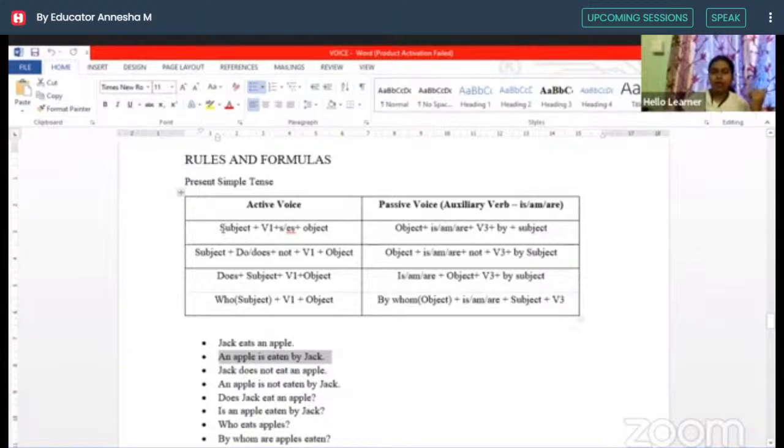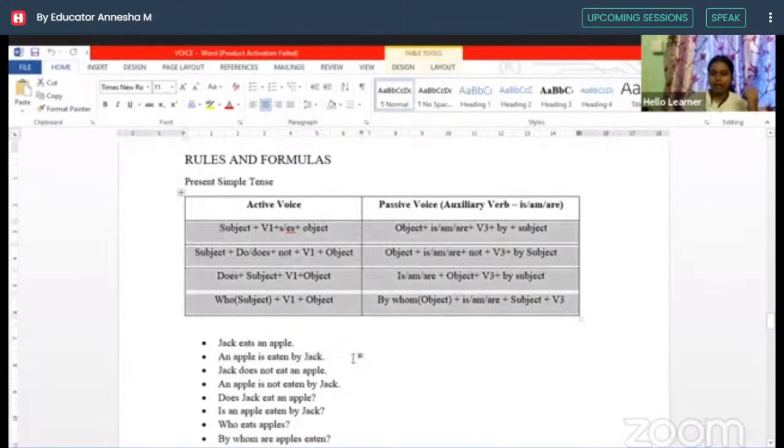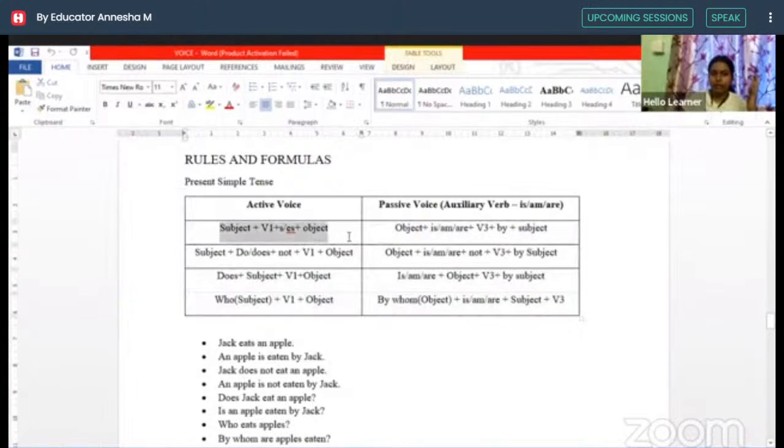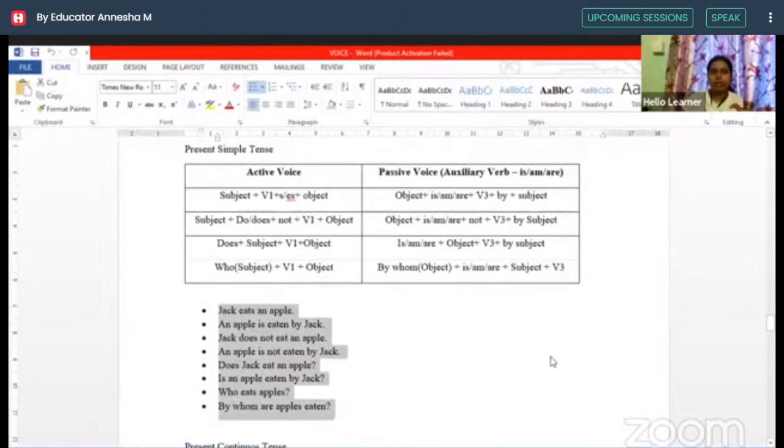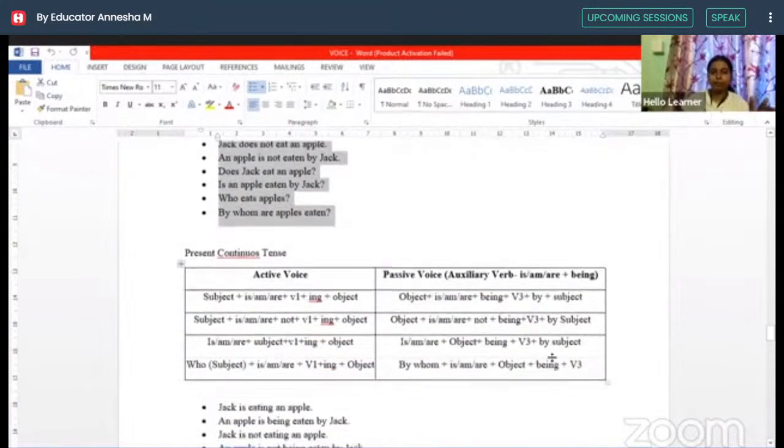So this is how we completed the entire set. So first we have declarative sentences. Second, we have negative declarative sentences. Third, we have interrogative sentences, right? Questions. And the fourth one is making interrogative sentences with who. And all the examples are also given here. Okay, if you guys face any problems, any doubts, please ask.